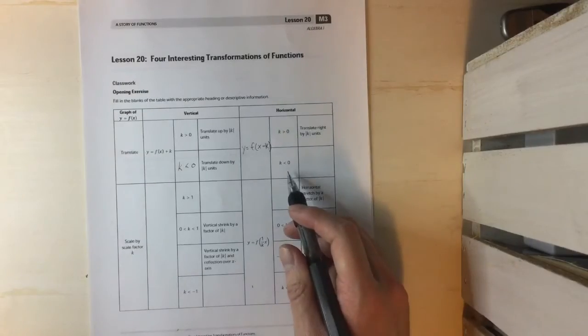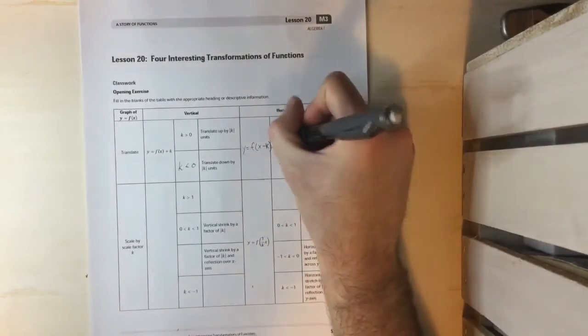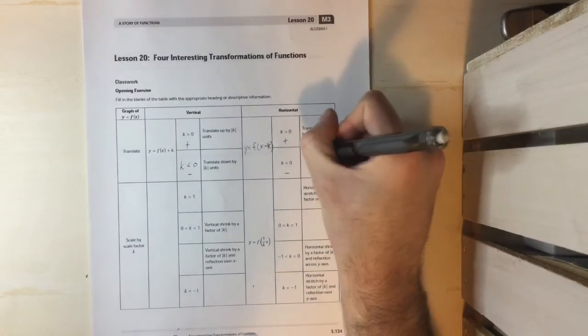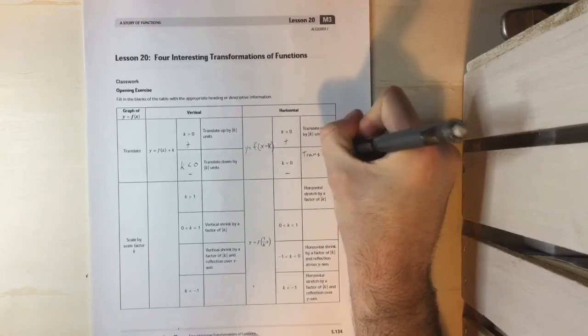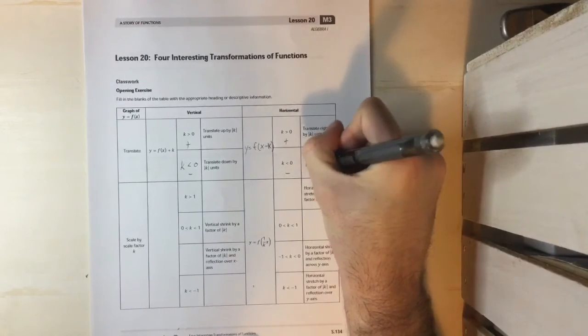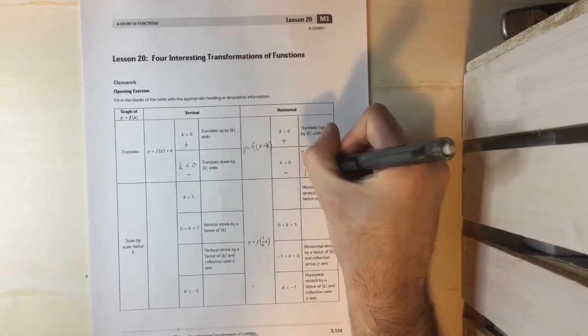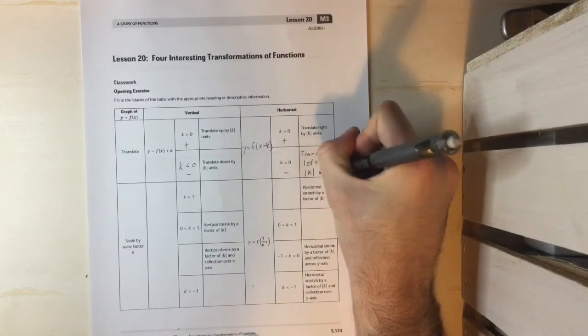When k is less than 0, so we have a negative number, you can even put these on here just to kind of remind you. When k is less than 0, we're going to translate left by absolute value of k units.